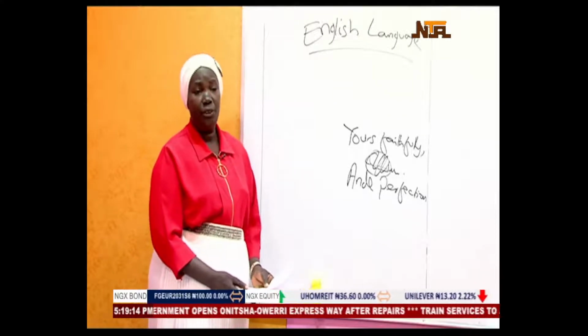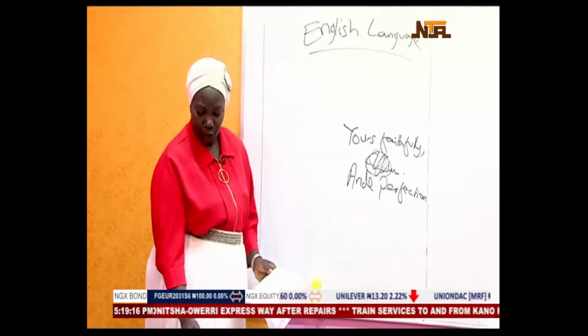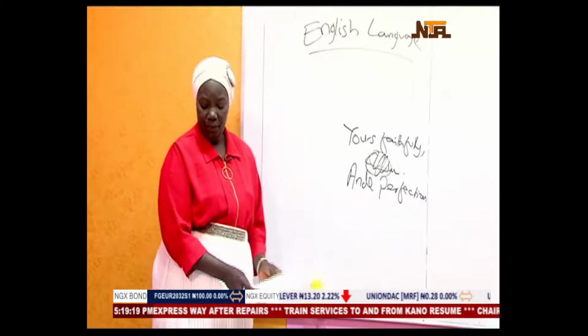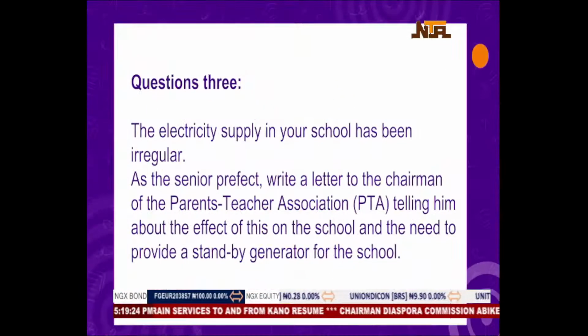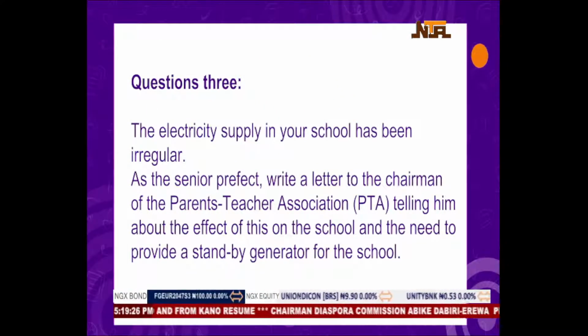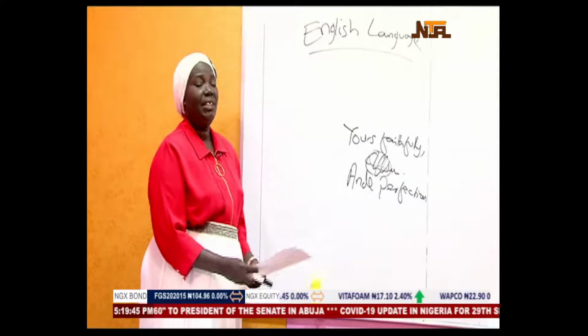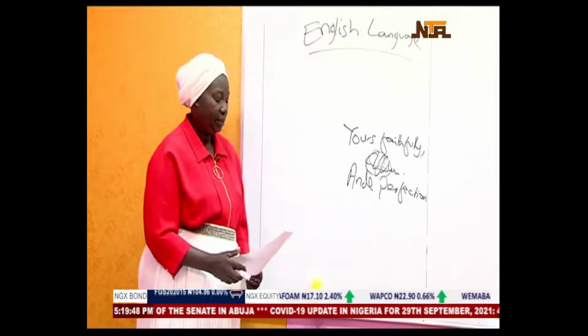Let's go on to the next question and apply the features we have treated so far. The third question is, the electricity supply in your school has been irregular. As the senior prefect, write a letter to the chairman of the Parent Teachers Association, PTA, telling him about the effect on the school and the need to provide a standby generator for the school. Again, what are the requirements for this?